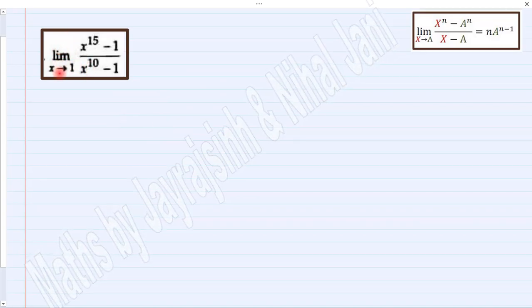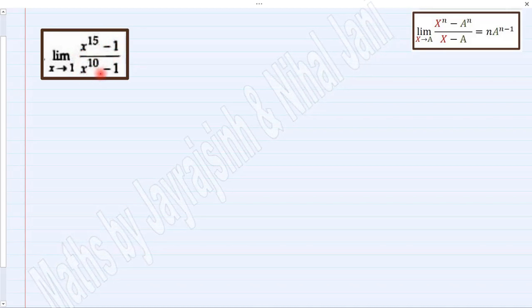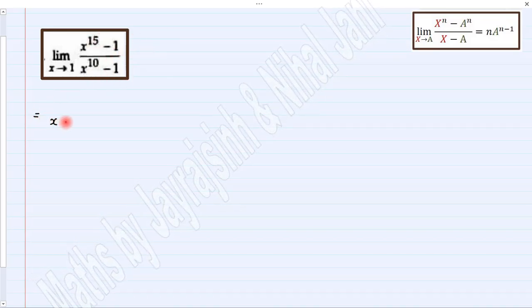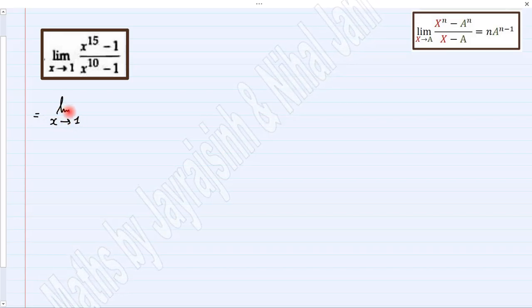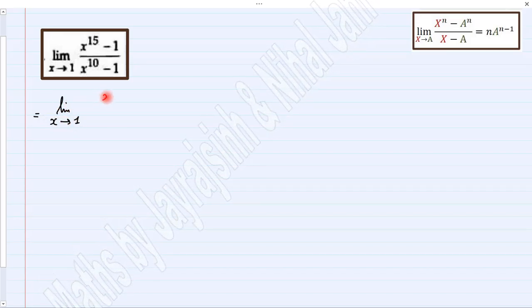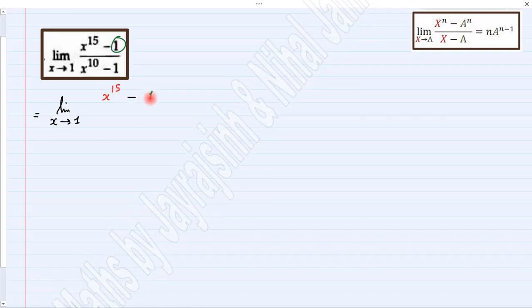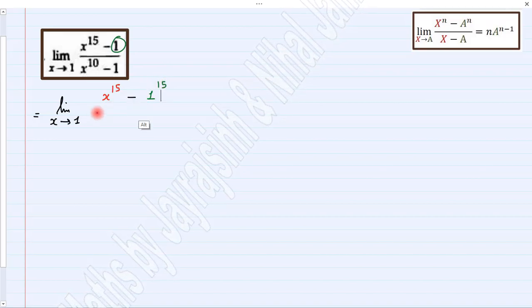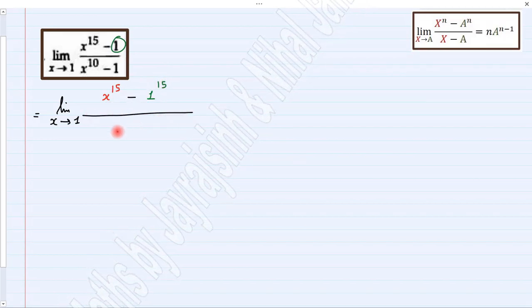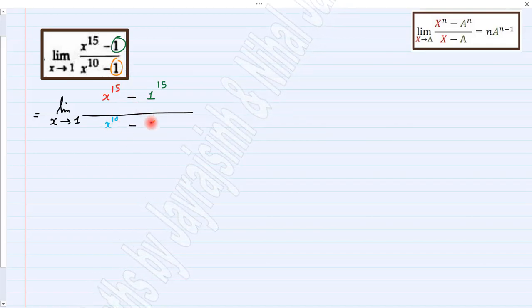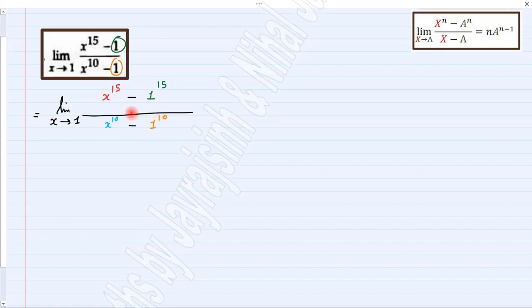In this question, we have to find limit x tends to 1, (x^15 - 1)/(x^10 - 1), which is in the form of 0 by 0. So let's try to convert our question into the standard form. We have limit x tends to 1. In numerator, we have x raised to 15 minus 1, which can be rewritten as 1 raised to 15. And in denominator, we have x raised to 10 minus 1, which can be rewritten as 1 raised to 10.